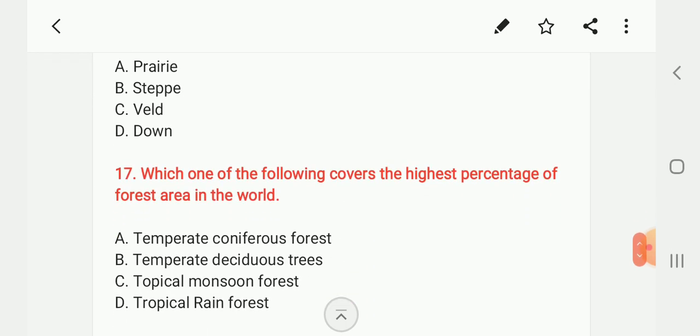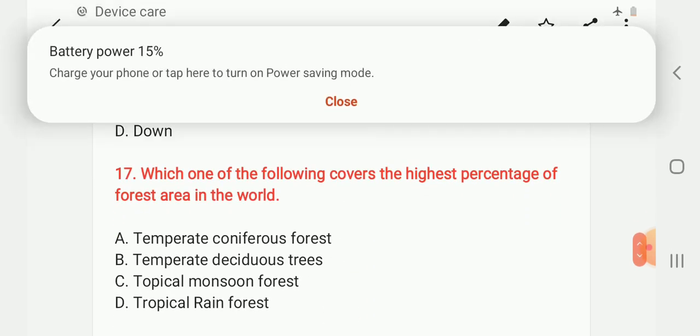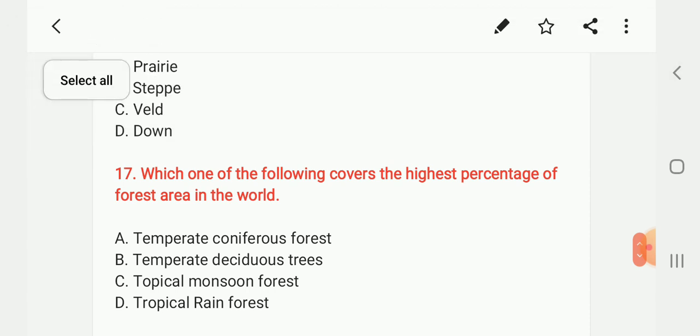Question number 17. Which one of the following covers the highest percentage of forest area in the world? Okay. Option A temperate coniferous forest, B temperate deciduous trees, C tropical monsoon forest, D tropical rain forest. This question came in 2017 and its answer will be A, temperate coniferous forest.